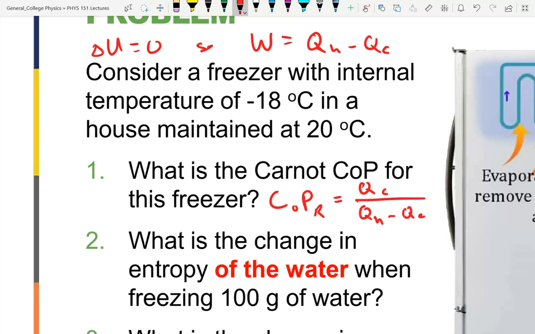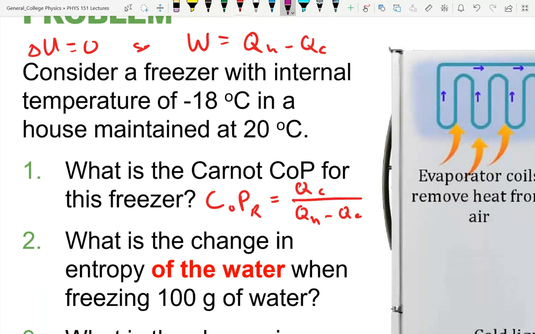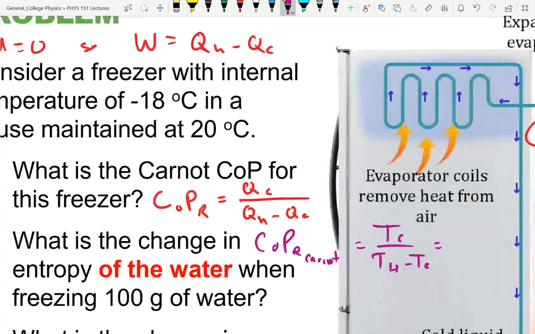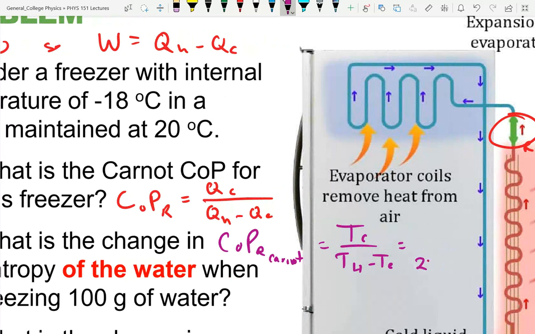And if it's Carnot, that's general. This isn't always a true statement for coefficient of performance. For a Carnot cycle, the heats are proportional to temperature, so for Carnot, I replace the Q's with T's. So what's my temperature hot? 293. What's my temperature cold?